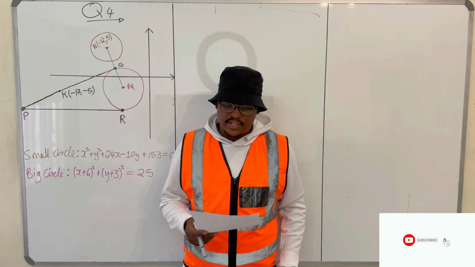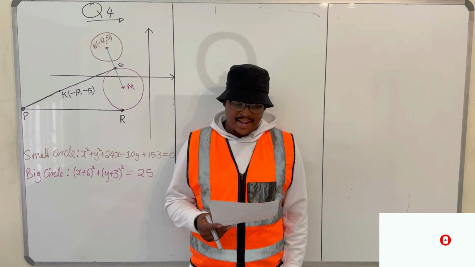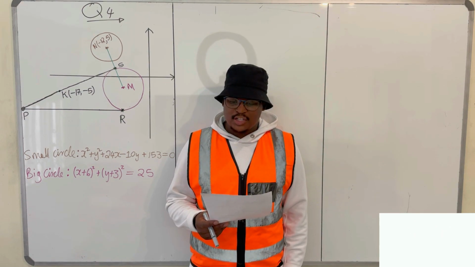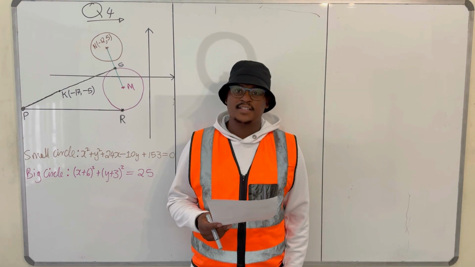So in this video, we're doing question 4 of May, June 2023, question paper mathematics paper 2. And the topic is analytical geometry of circles. So I'm going to read question 4 statement and then try to answer the questions that follow.